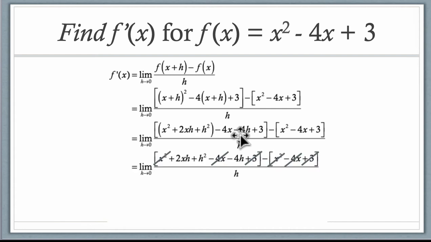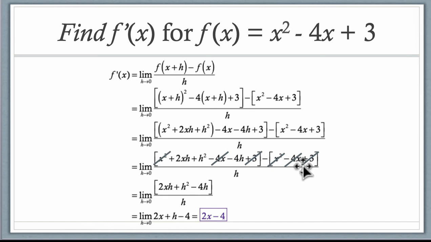And then what's nice is we know that that f of x is going to end up canceling with a bunch of the stuff that we see when we multiplied out. So the x squareds are going to cancel, the negative 4x is going to cancel, and the 3 is going to cancel. I'm left with the limit as h is approaching 0 of 2xh plus h squared minus 4h. Again, there's an h in every term. I'm going to cancel that. I'm left with the limit as h is approaching 0 of 2x plus h minus 4, which gives me 2x minus 4.